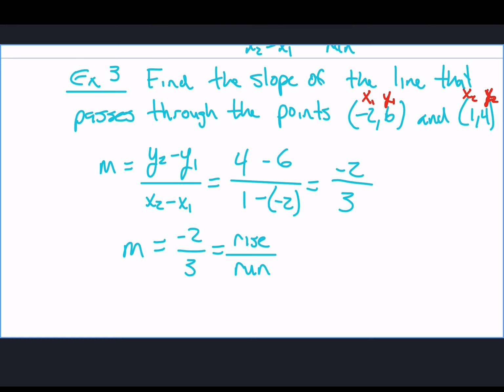I wrote it the other way because I was trying to write it for you, and I got 2 over -3. Does that make a difference? It does not make a difference. It would still be going up 2 and to the left 3. Those still end up being negative 2/3. Other questions? No one at all. Okay, let's do another example.